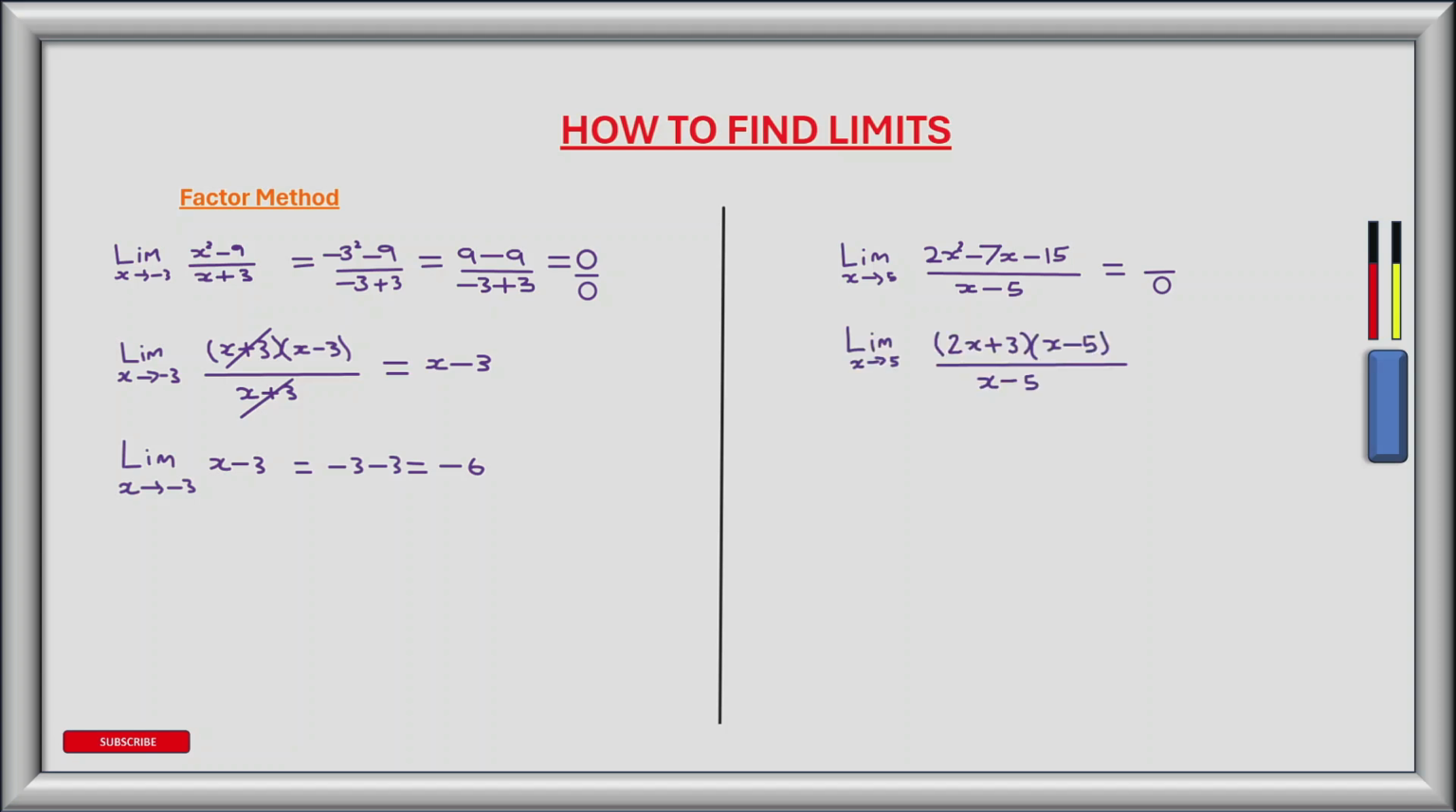So if we now factorize the numerator, we can see that for the limit where x tends to 5, we have a factor of 2x plus 3 multiplied by a factor of x minus 5. As you can see, the factor of x minus 5 in the numerator cancels out with the factor x minus 5 in the denominator, which leaves 2x plus 3. So if we now substitute 5 in for x, we get 2 times 5 plus 3, which equals 13. So as x tends to 5, the limit is 13.